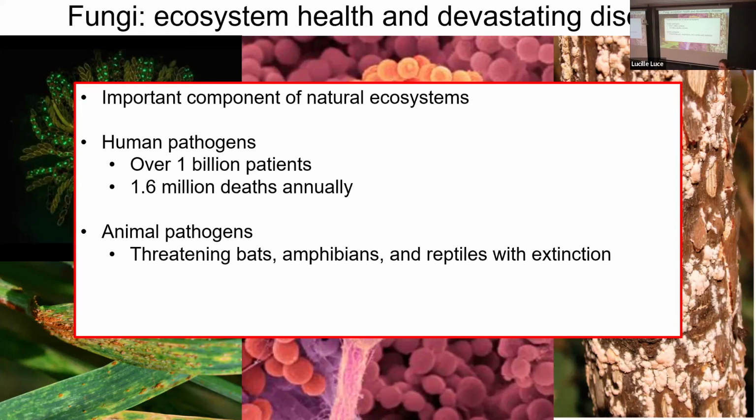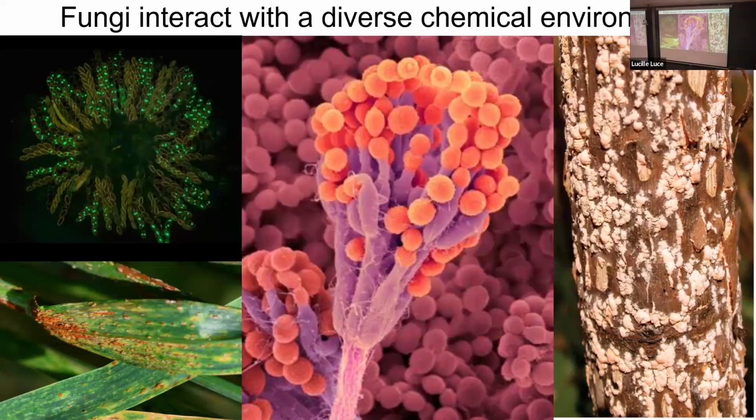They're pretty serious animal pathogens, currently causing extinction or threatening a number of species of bats, amphibians, and reptiles with extinction. And then for plants, they cause about a 10 to 30% reduction in crop yield because of fungal diseases. And so it's really important that we understand the basic biology of fungi so that we can better figure out how to live with them and take advantage of their good traits and avoid their bad traits.